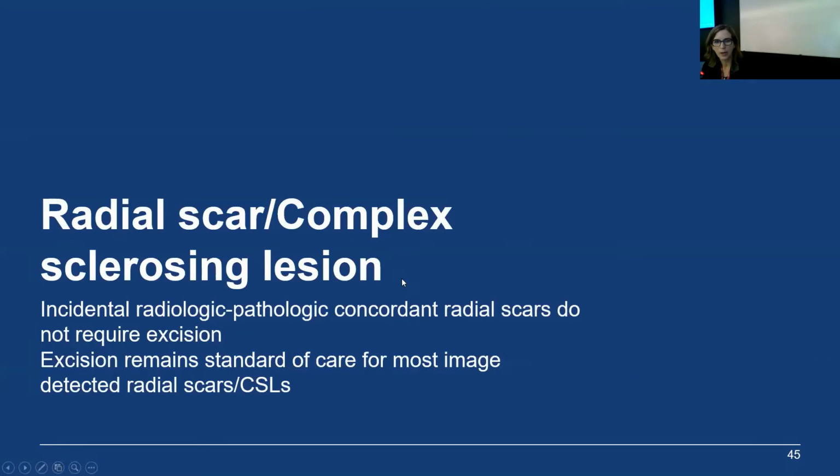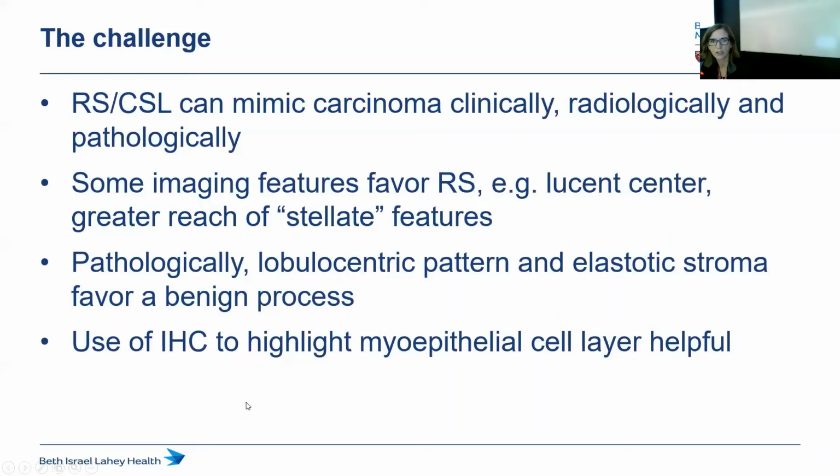So radial scars and complex sclerosing lesions, and I'll spend some time talking about this entity in the next session, the small glandular proliferations session. But these, I think, can be quite tricky. And here, just to start up front with what the management is. So incidental radiologic pathologic concordant radial scars no longer really require excision, although I'd say that's still a decision in evolution. But certainly excision remains the standard of care for most image detected radial scars and complex sclerosing lesions. And the challenge here is really that these entities can mimic carcinoma clinically, radiologically, and pathologically.